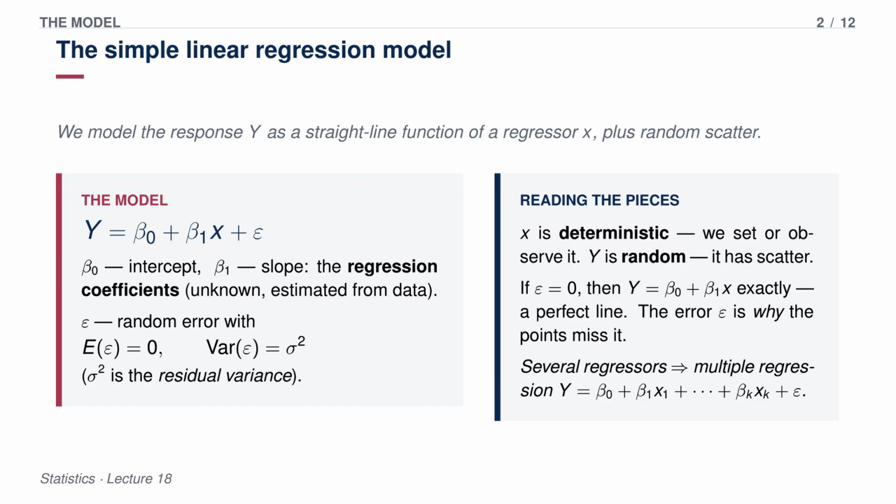Worth separating the two rules here, too. X is deterministic. We set it or observe it directly. Y is random. It scatters. If epsilon happened to be exactly 0 every time, y would equal beta-naught plus beta-1x exactly, a perfect line. Epsilon is the reason real points miss it. And if you had several regressors instead of one, this becomes multiple regression. Same idea, more x's. So the betas are unknown, and the entire game today is estimating them from a sample.